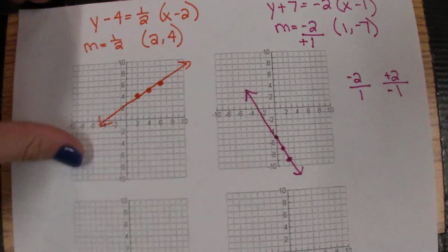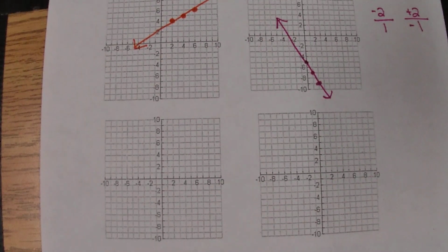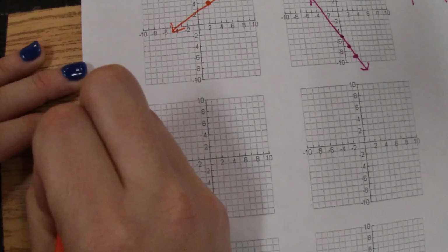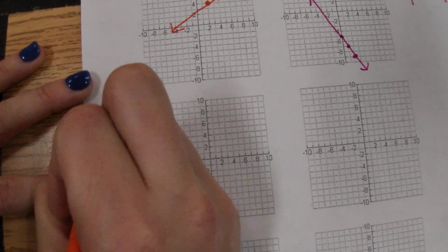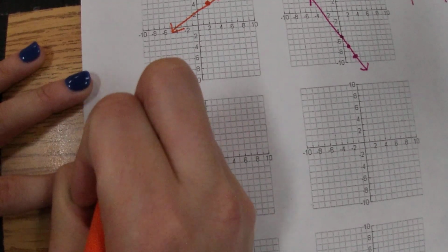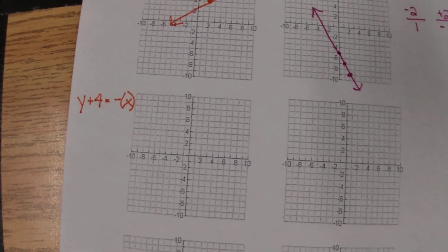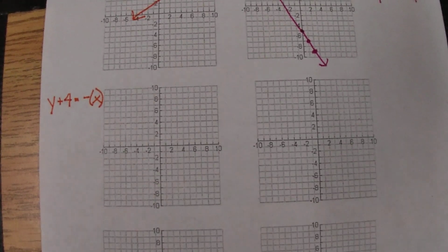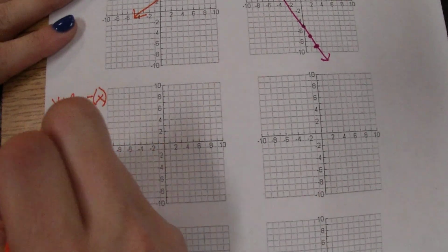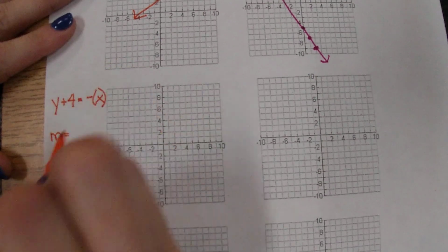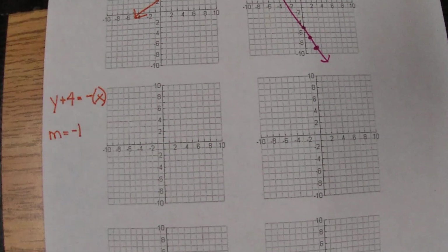Now let's just look at one odd situation, maybe. Say we have something like this: y plus 4 equals -x. Our m is always the number in front of the parentheses. So our number right here is really a -1.